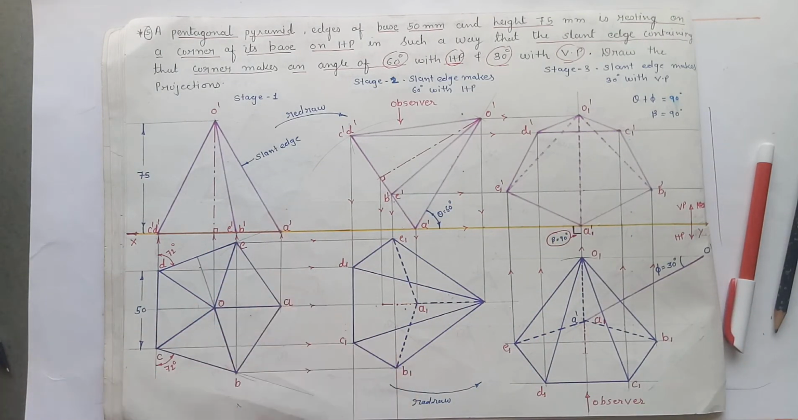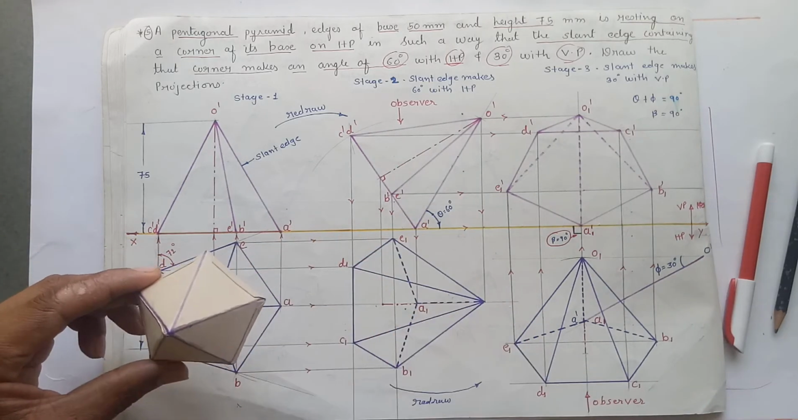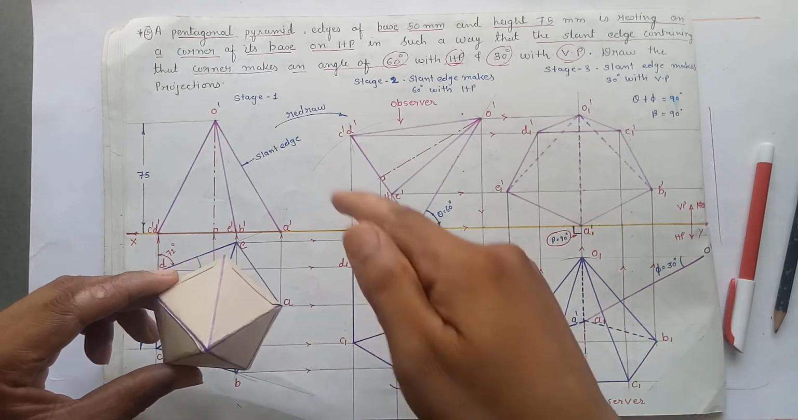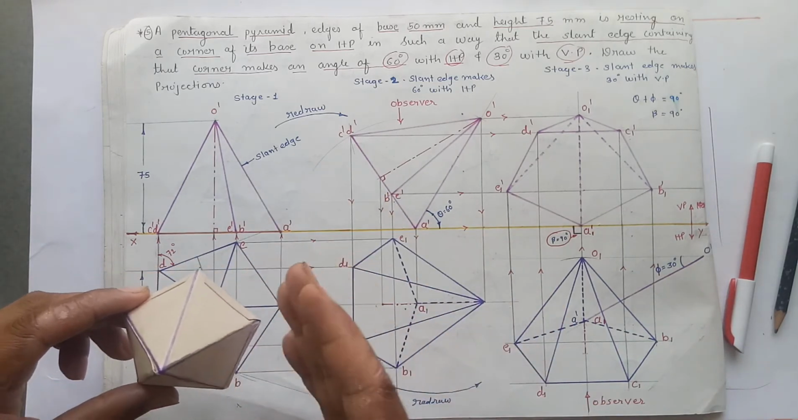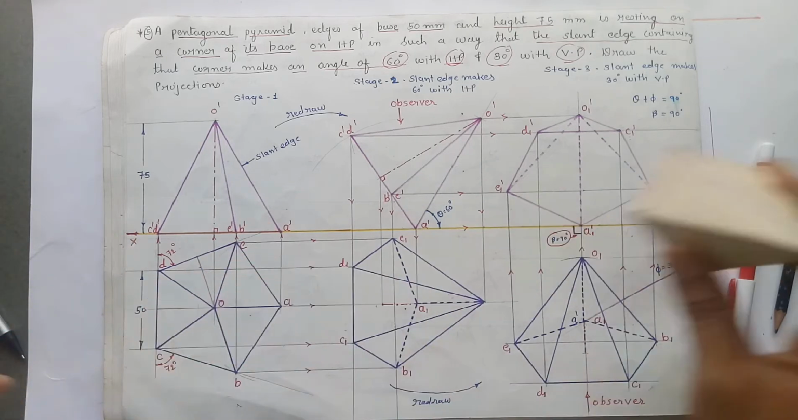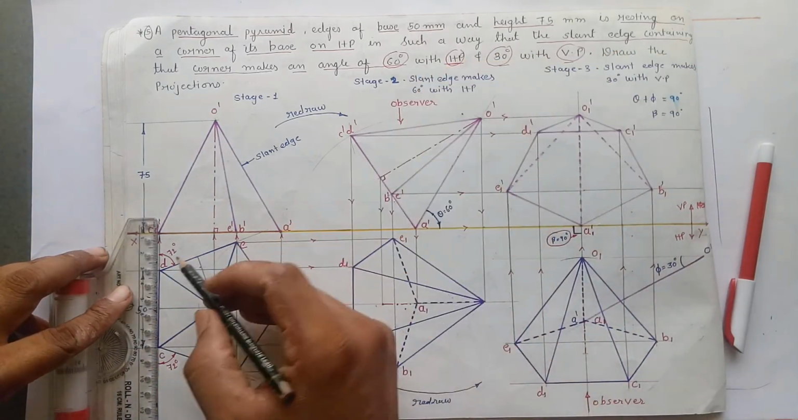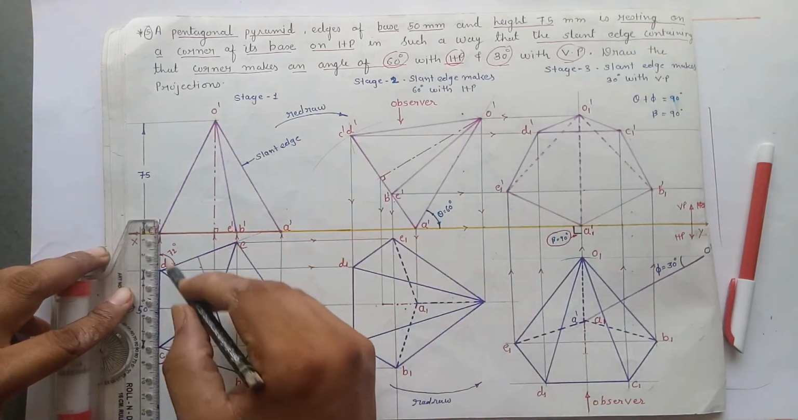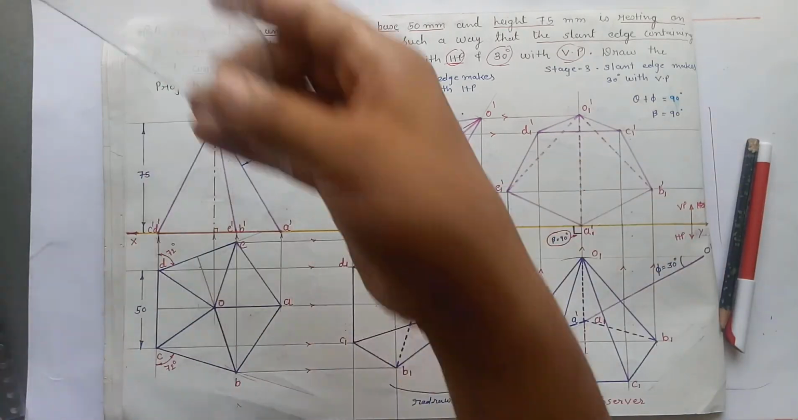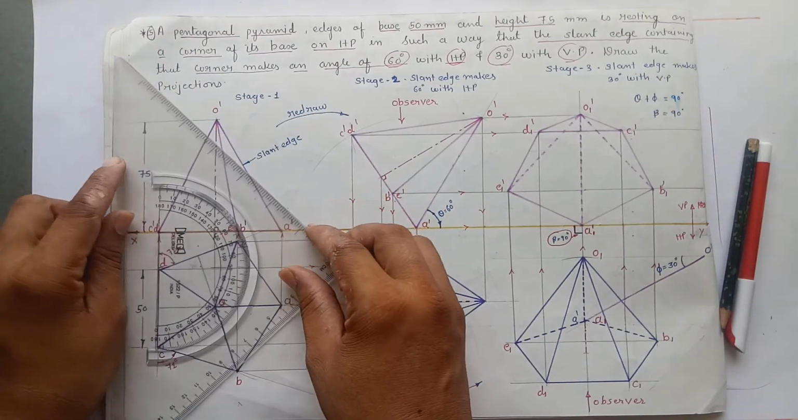So start with the top view of the pentagon, and we all know that the top view of the pentagonal pyramid will be a pentagon by taking the corner on the right hand side. Starting with the base edge, so draw the base edge. The length of the base edge is 50 mm perpendicular to the XY reference line. Then after, measure the angles of 72 degree from this corner and this corner like this.